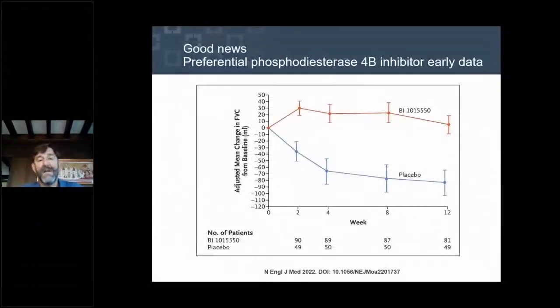A little bit of good news. This was a study a few weeks ago, and I wonder if it's too good of news. This is a preferential phosphodiesterase 4B inhibitor. Who knew it does? But Boehringer seems to think it decreases decline, and they gave it to people for 12 weeks. An incredibly short time. The studies that I showed you before were basically 52 weeks, for a year. They found that in 12 weeks, the placebo group declined 80 mLs on average, whereas the treated group of IPF folks were exactly the same.